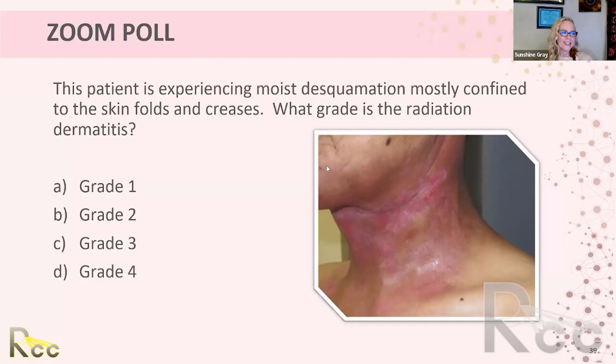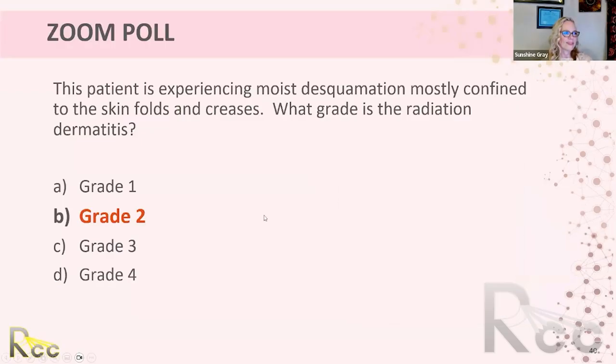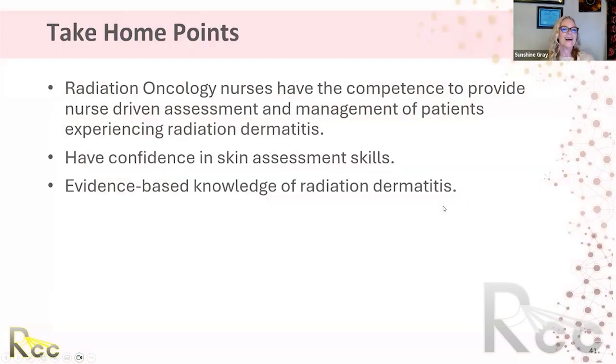All right, time's up. We have 6% say it's grade 1, 65% grade 2, 28% say grade 3, and 1% says grade 4. So the answer to this one is this is a grade 2 radiation dermatitis. We see that there is a little bit of moist desquamation developing, but it's clearly just in those skin fold and crease areas. Thank you all for your engagement.